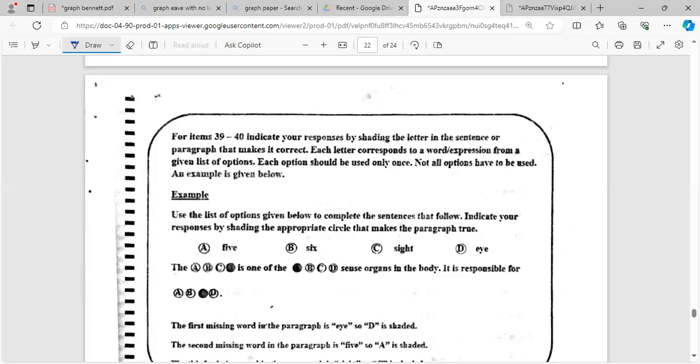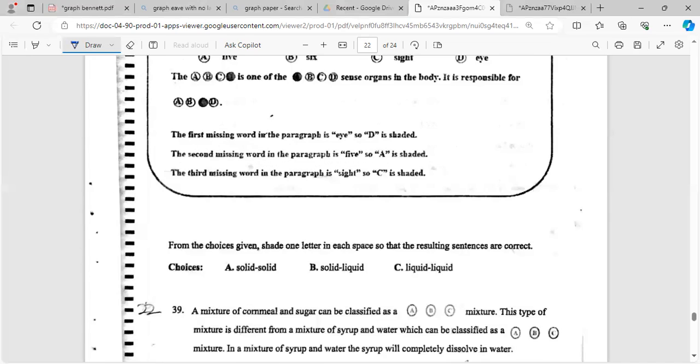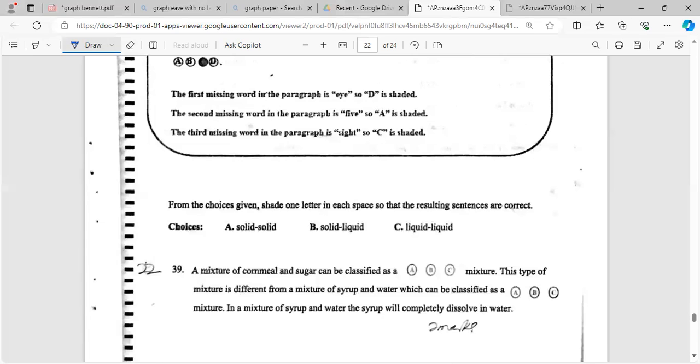So we have the example, number 5, 6, side I. Oh, you're going to substitute. So this one says the I is one of the 5 sense organs in the body. It's responsible for, and that will be the sight, so choose C. Alright, I kind of get the idea. So you have to complete the sentence by choosing the correct one.